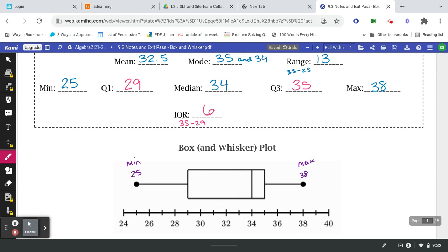And then you've got 3 lines on this box. One here, that's 29, that's your Q1. You have this line in the middle at 34. That's your median. And then you have this last one here, which is at 35, which is your Q3. So that's how you would then make that box plot.